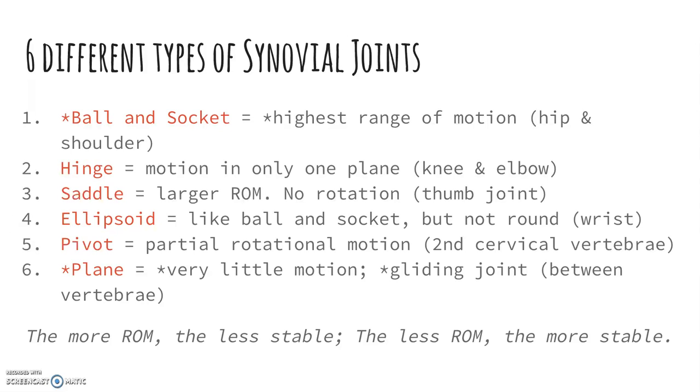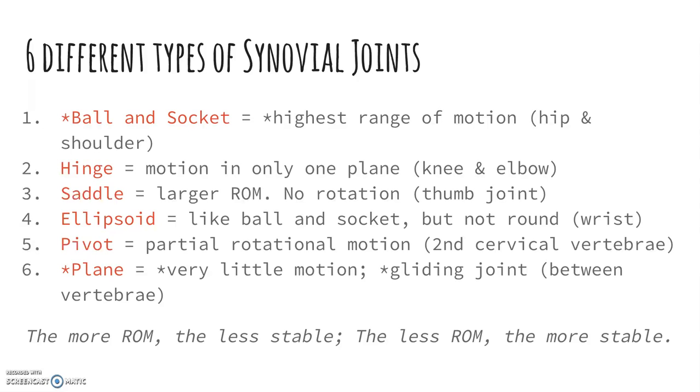The next one is a saddle joint. It has a larger ROM, which means range of motion, than a hinge, but not as great as a ball and socket. It does not allow for rotation. This type of joint is composed of 2 saddle-shaped bones that are oriented perpendicular to each other. An example is the joint that joins your thumb's carpal to the metacarpal. That's a saddle joint.